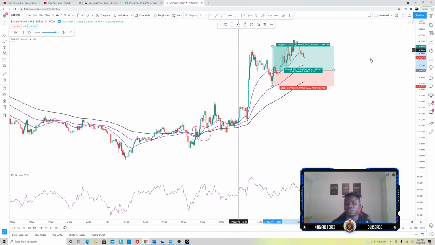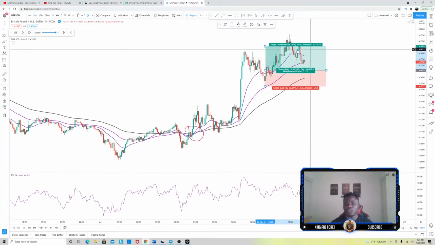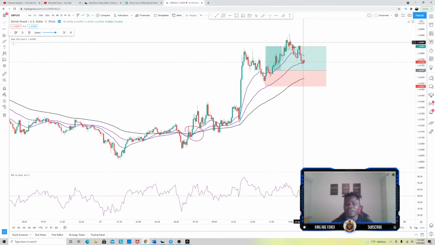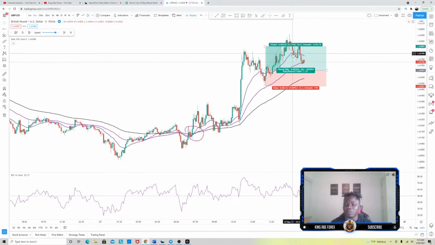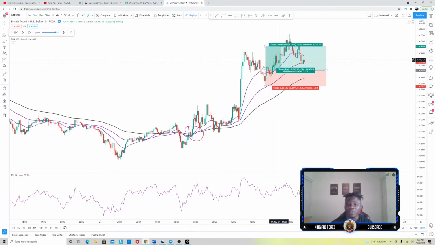Bam, you got your take profit smashed even before the pullback happened. You got your take profit smashed right there for 20 pips. You got your 20 pips right there, and you're out of the trade. Simple.